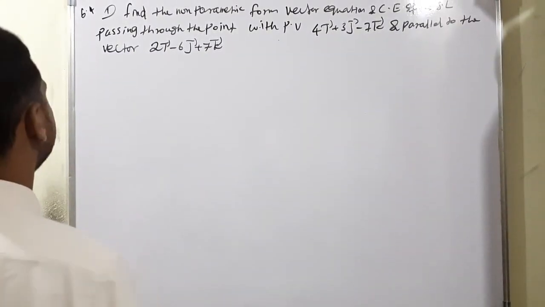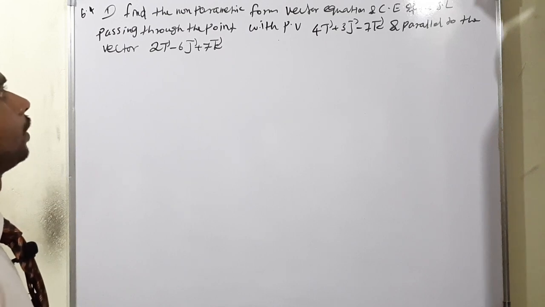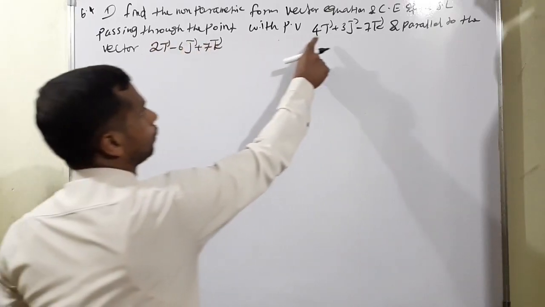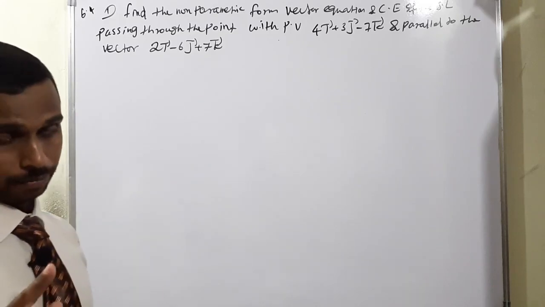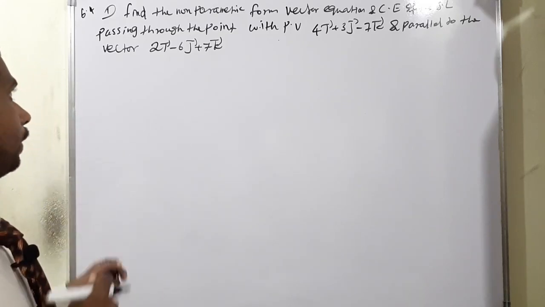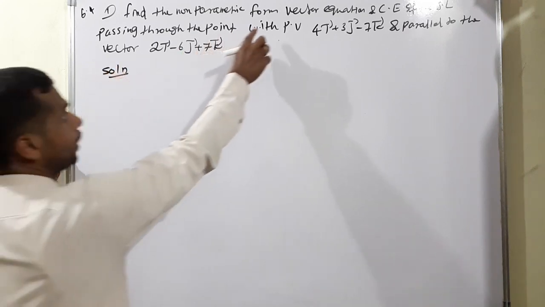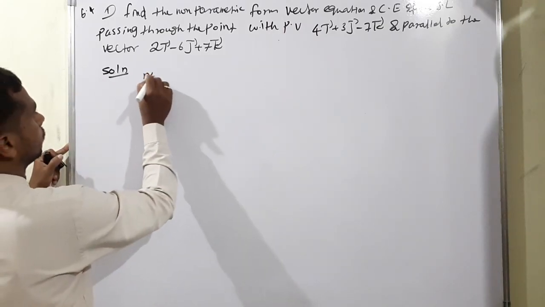Moving to exercise 6.4, question number 1. Find the non-parametric form of vector equation and Cartesian equation of the straight line passing through the point. One point is there and a parallel vector is there. This is actually theorem 6.11. Okay, one point and a parallel vector is there. So now the solution: first we need to find the non-parametric form of vector equation.